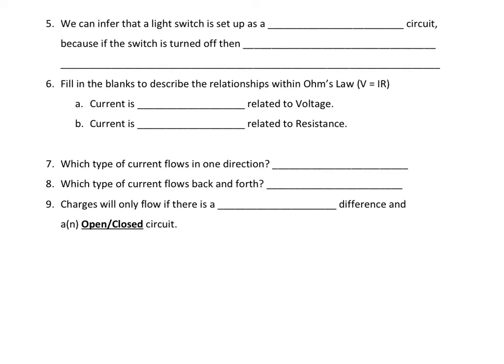Number 5, we can infer that a light switch is set up as a series circuit. Okay, and I know this because when I turn the switch off, all components turn off, whether they be light bulbs or lamps or a toaster, whatever it may be. If that switch turns all of them off, then I know it's set up in series.